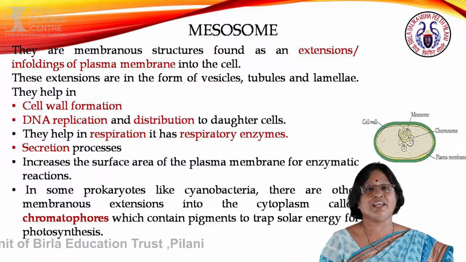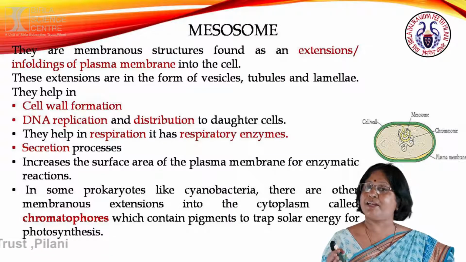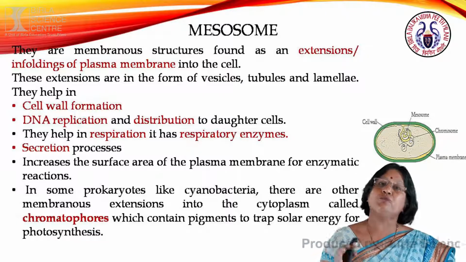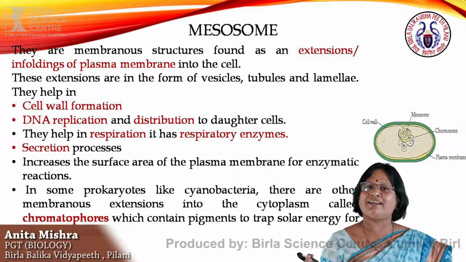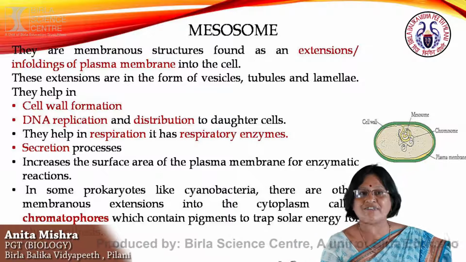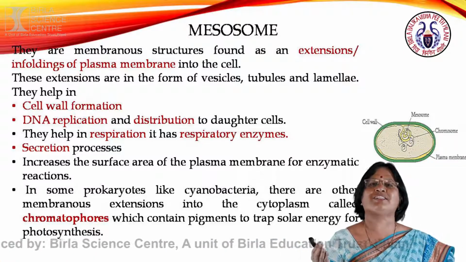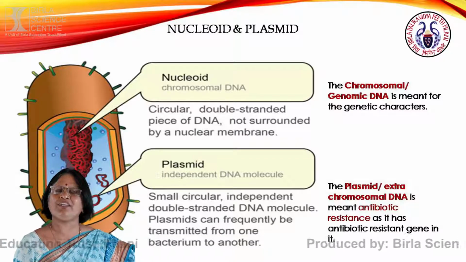So mesosome is a very good multitasker of a bacterial cell. It performs so many functions ranging from cell wall formation to DNA replication and distribution, to respiration, to secretion, then performing enzymatic activities by increasing the surface area of the plasma membrane, and lastly it is responsible for synthesis of food in the cyanobacterial cell.